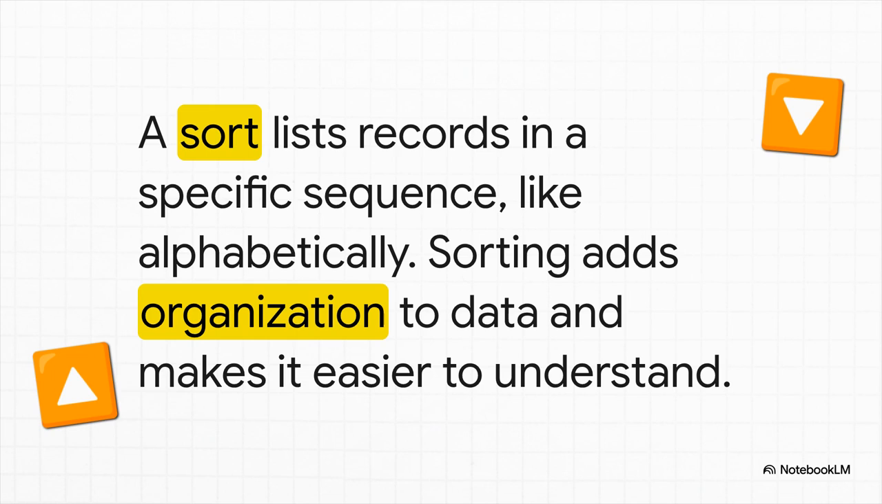And right alongside filtering, you've got sorting. This one's super simple. It just puts your records in a specific order, A to Z, oldest to newest, smallest to largest. The data itself doesn't change, but suddenly you can see patterns much more clearly.